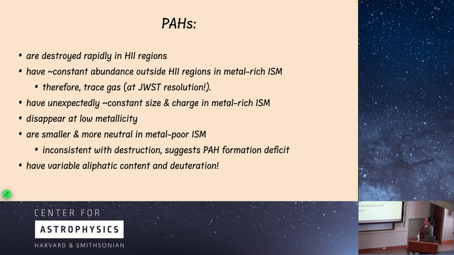They also, and I didn't cover this, have a quite unexpectedly constant size and charge, but they disappear very steeply at around 8.1 in metallicity, for reasons that most likely have to do with impeded formation of PAHs, but people will fight me about that, so I'm happy to debate. Other people really like the destruction mechanism. And then they also apparently have variable aliphatic content and deuteration at levels that explain the missing deuterium from the ISM.